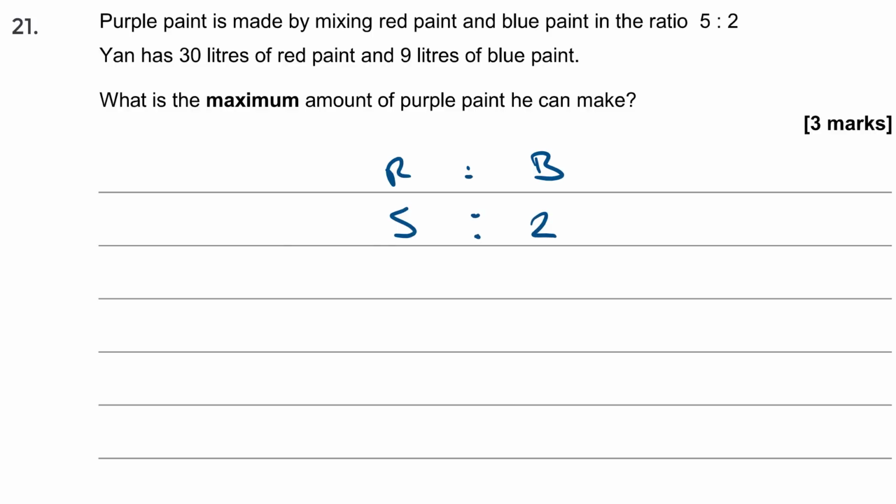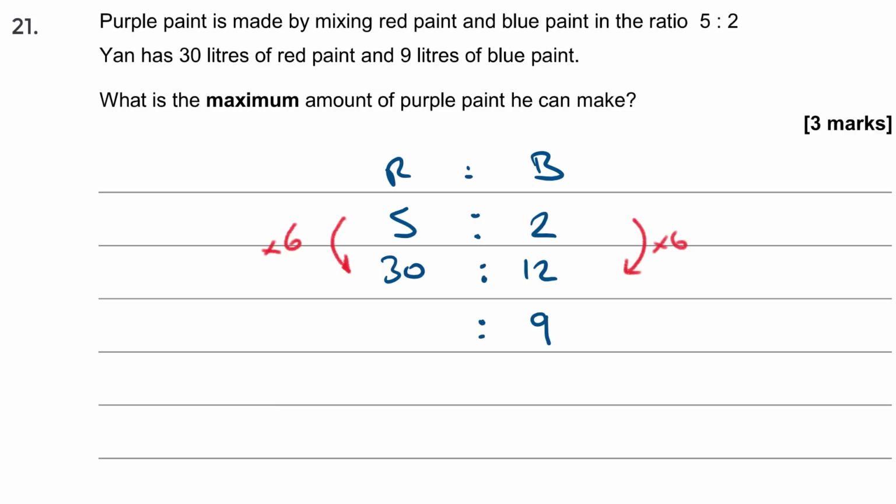Okay, so if I increase the amount of red paint required from 5 to 30, I would be multiplying through this ratio by a factor of 6. So I'd have to do the same this side, which means for 30 litres of red paint I would require 12 litres of blue paint, but I don't have 12 litres of blue paint, I've only got 9, so that is not possible. So the best I'm going to be able to do is to make blue equal to 9.